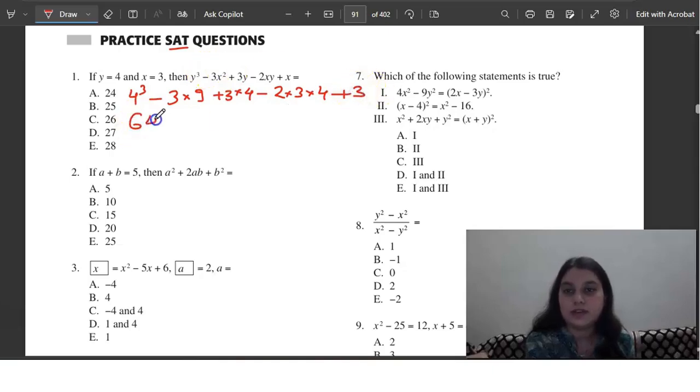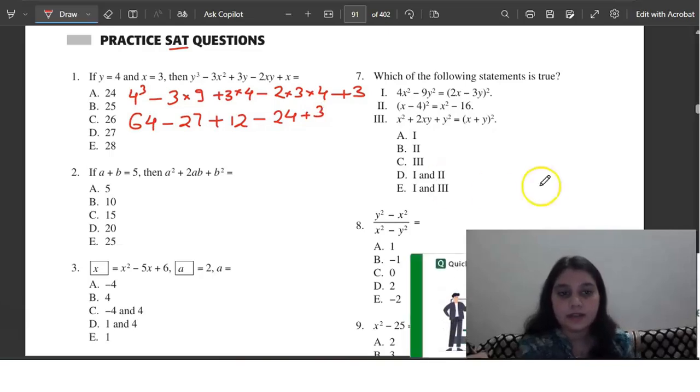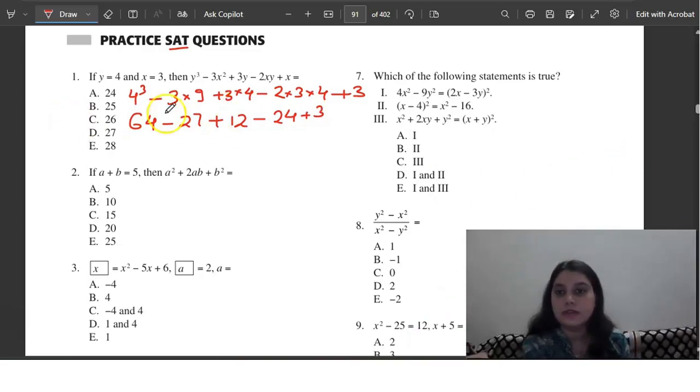So this is going to be 64 minus 27. This is plus 12. Minus, this will be 24. 6 into 4 plus 3. So here we have 64 minus 27, that is equal to 37, and then 12 minus 24 is minus 12 plus 3. So it's coming as 25 plus 3, that's 28. So 28 is the answer.